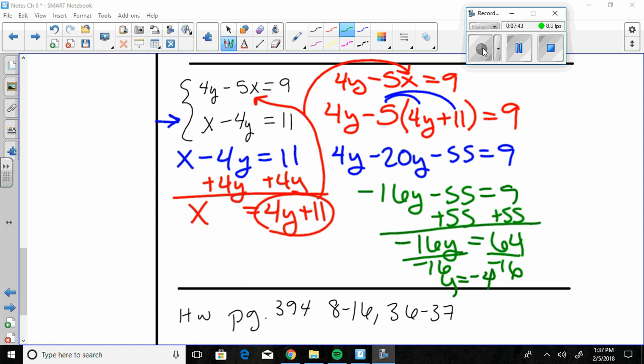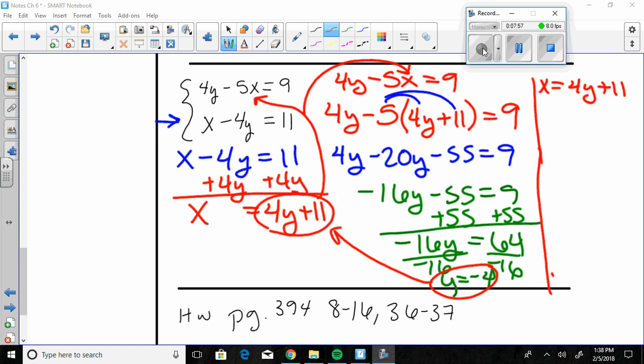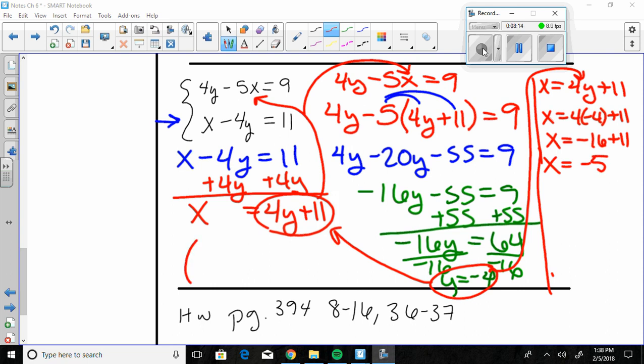Take that negative 4 and plug it in. Since we have y, we can just plug it into this one, which we solved for, since we're looking for x. So x is equal to 4y plus 11. So y is negative 4, goes in there. Get x is equal to 4 times negative 4 plus 11. So we get x is equal to negative 16 plus 11, or x equals negative 5. So we have a point of (negative 5, negative 4).